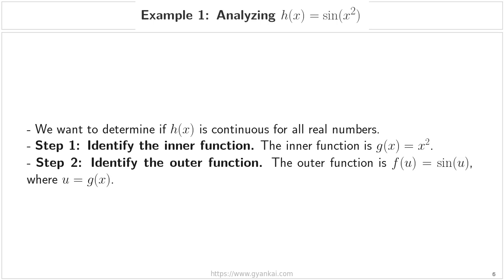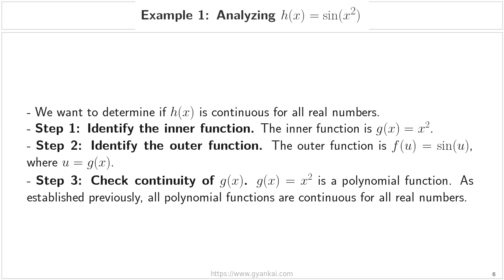Moving to step 2, we identify the outer function. Once we have the result of x squared, we then take the sine of that value. Thus, our outer function, f of u, is sine of u, where u represents the output of our inner function. Now, in step 3, we check the continuity of the inner function. Since g of x equals x squared, which is a polynomial function, we can refer back to our previous lessons where we established that all polynomial functions are continuous for all real numbers.